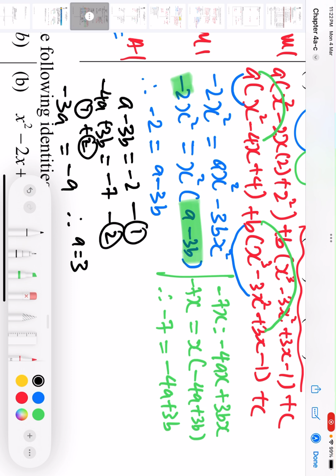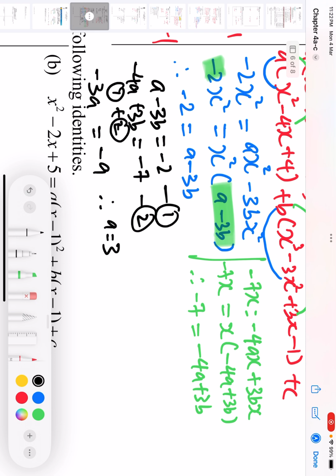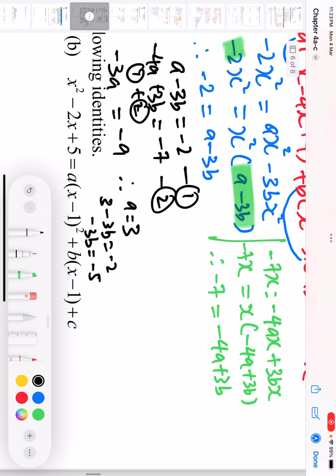If a is equal to 3, if I substitute back inside equation 1, 3 minus 3b is negative 2. Negative 3b is equal to negative 2 minus 3, which gives me negative 5. So therefore, my b is 5 over 3.